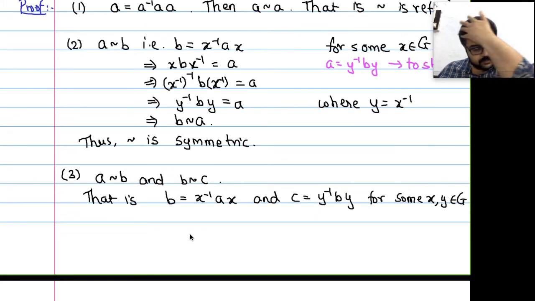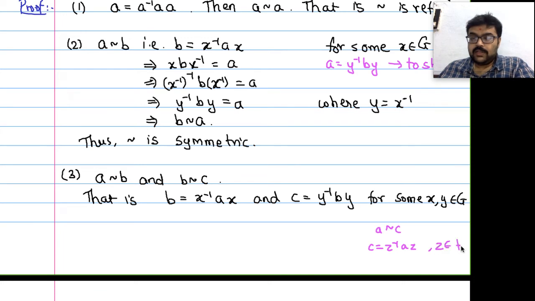Then what we have to show here. So let us write here what we have to show. We have to show that A is related to C. If A is related to B and B is related to C, then A is related to C. So therefore we have to show that C equals Z inverse AZ for some Z in G. So we have to find such a Z that this can be written. So how do we write it? So we have to start with C.